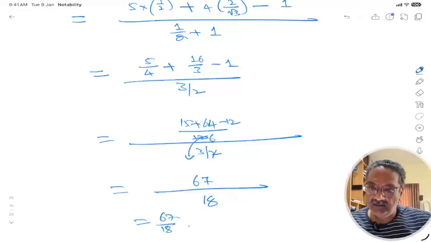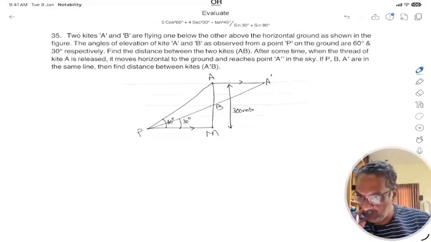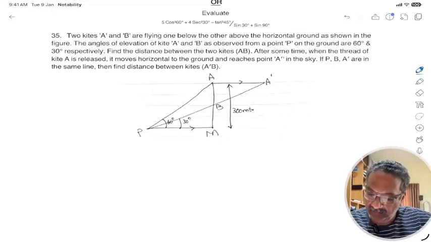Okay, all right. Next, application of trigonometry question. Two kites A and B, they have given the drawing. Two kites A and B are flying one below the other above the horizontal ground as shown in the figure.